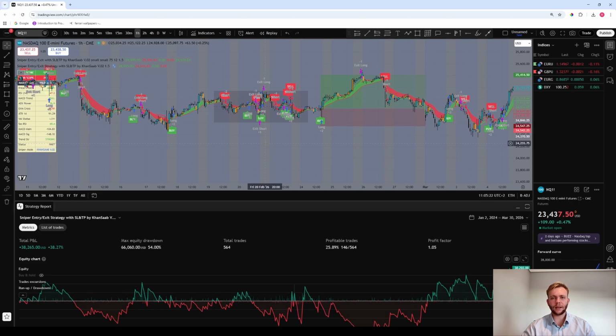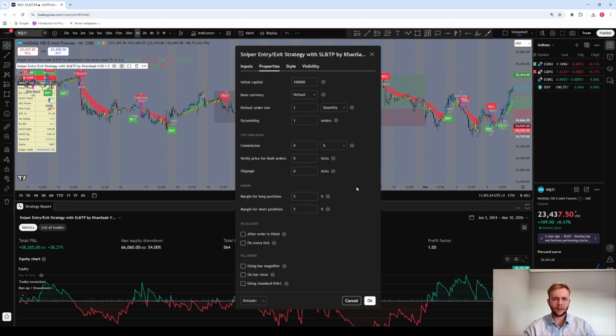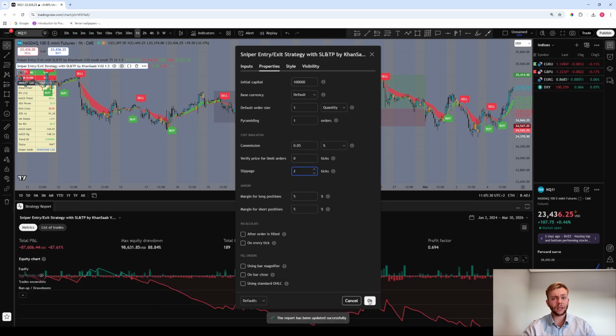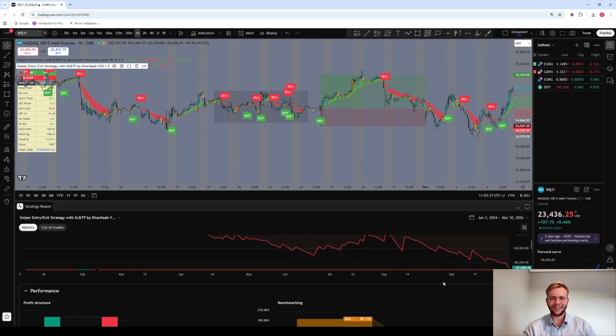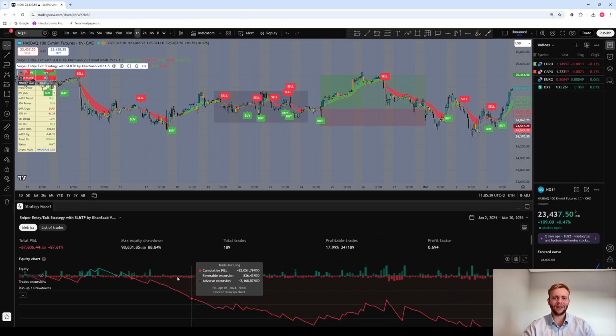I'm going to go into the settings right now and simulate live conditions. So I'm going to add a standard retail commission of 0.05% and I'll add just 2 ticks of slippage to account for execution latency. Watch the equity curve. Total account decimation. Death by 1,000 paper cuts. The small wins are completely erased by execution fees and the ranging market whipsaws drain the equity curve to absolute zero. This is exactly why retail traders lose money automating free indicators.